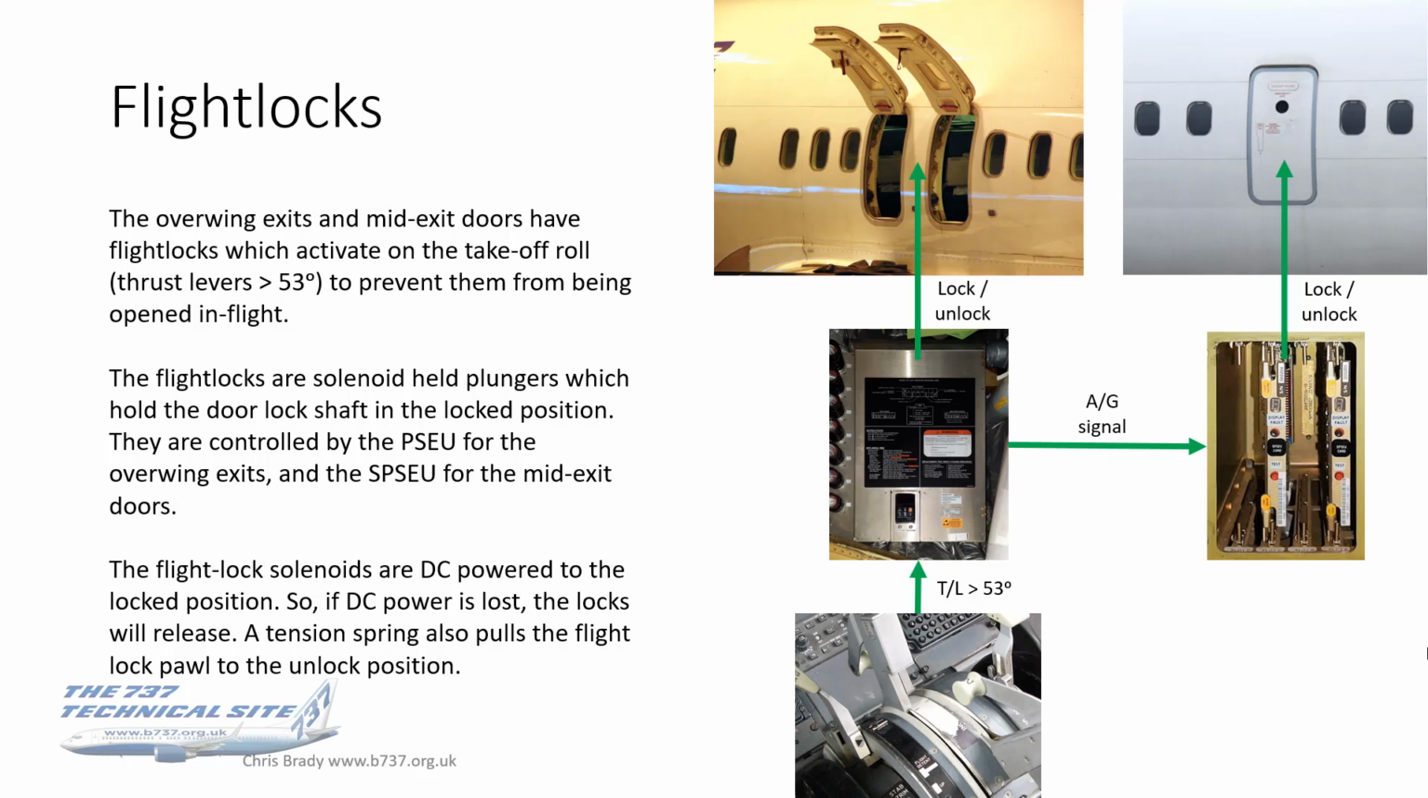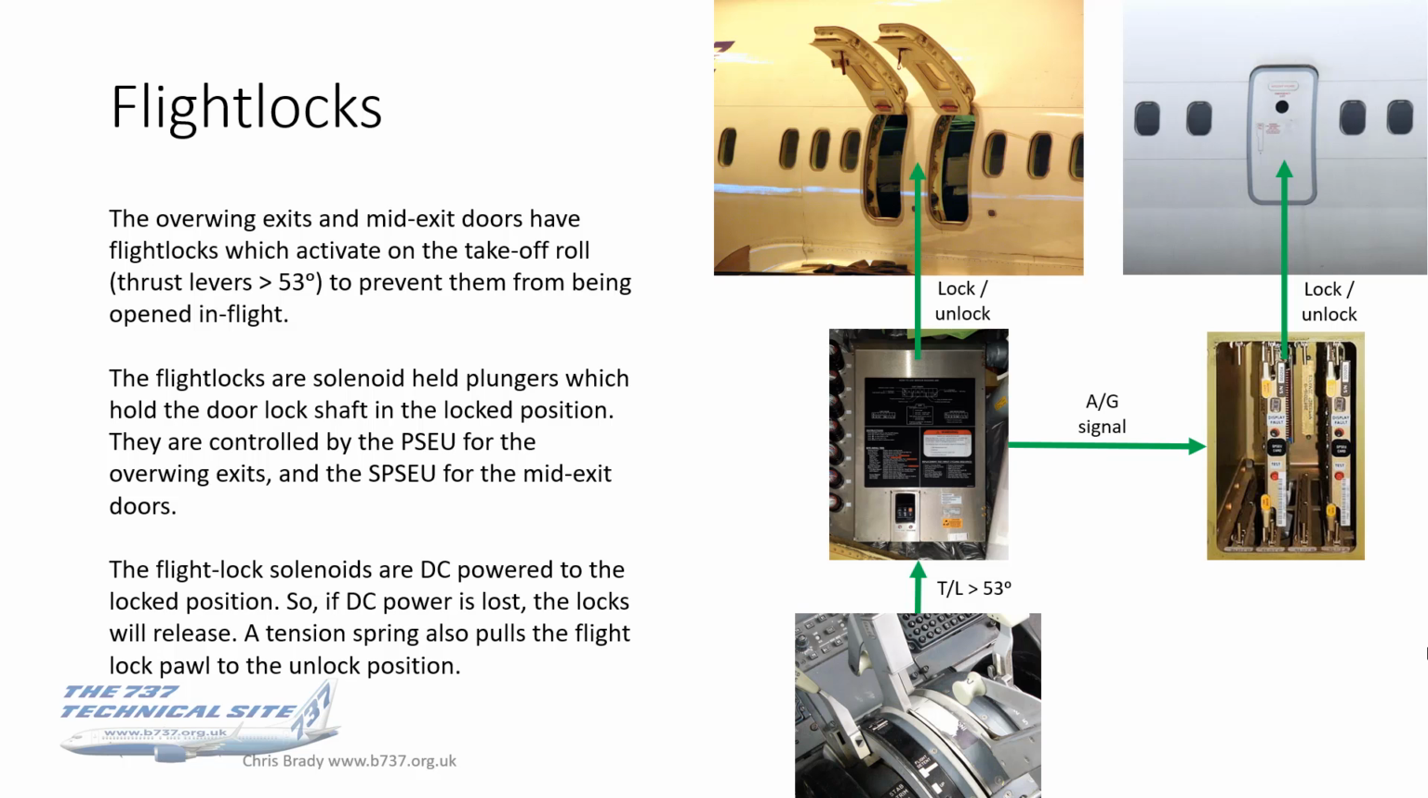Flight locks. Bit more tricky, these things. The overwing exit and mid-exit doors, we know, have got flight locks. They activate on the takeoff roll, thrust levers above 53 degrees, to prevent them being opened in flight by the passengers. The flight locks are solenoid held plungers which hold the door lock shaft into the lock position.